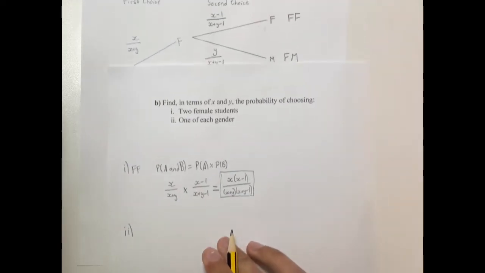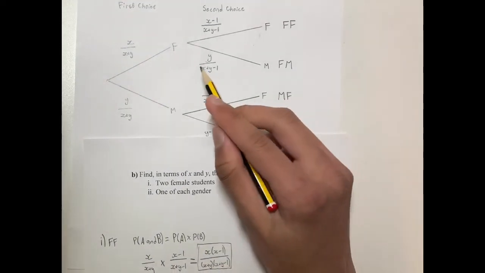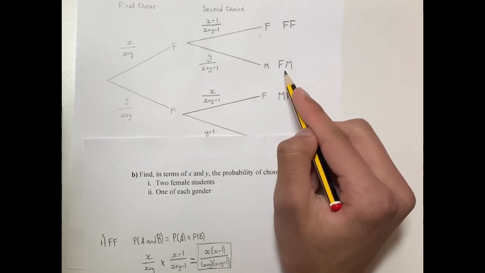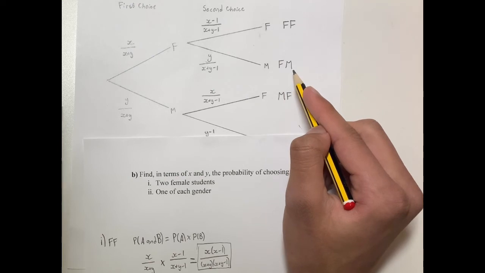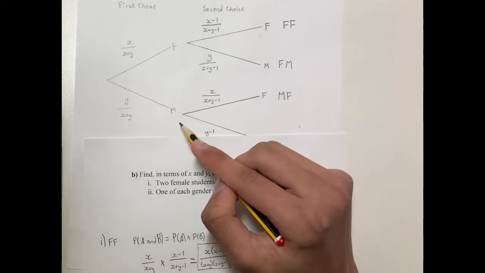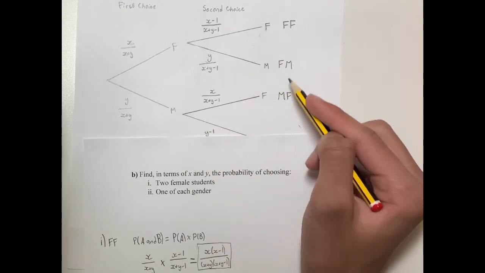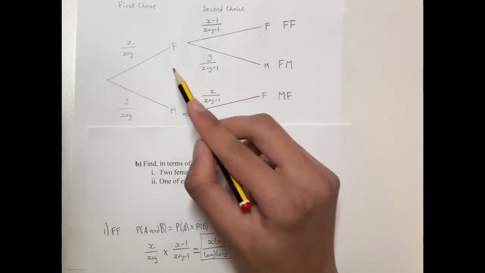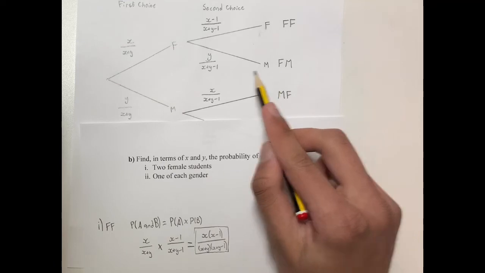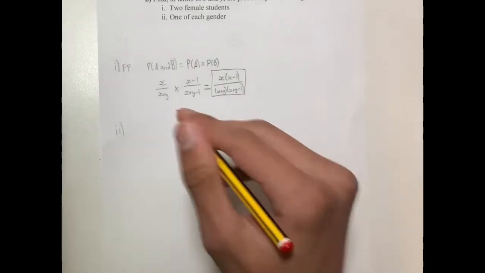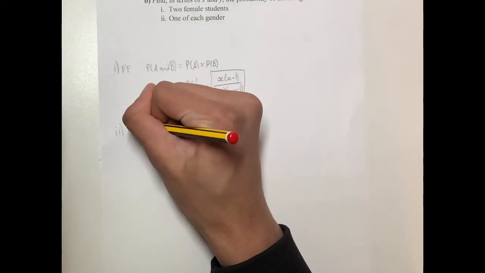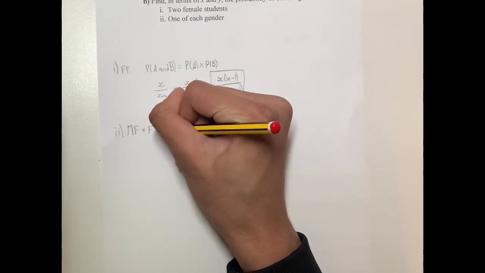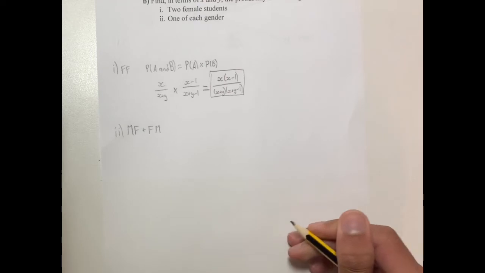Referring back to our tree diagram, we can see that when a female student is chosen first and then a male, we are choosing one of each gender. And the same is achieved when a male is chosen first and then a female next. To find the total probability of choosing one of each gender, we must add our results from multiplying this branch and this branch. So we can write MF plus FM is the expression that we're looking for.